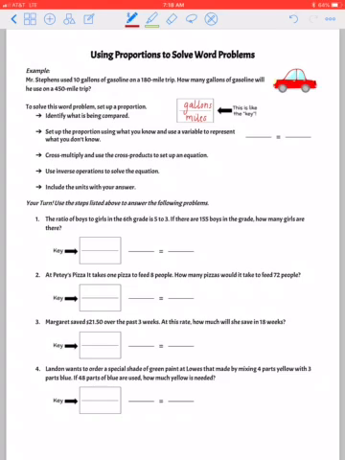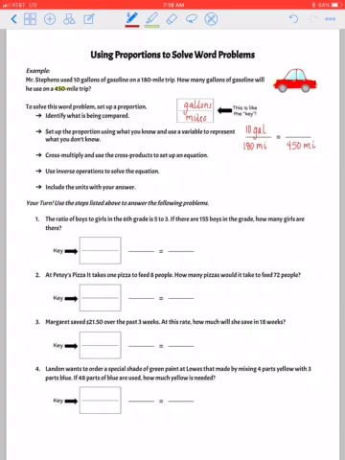Step 2, set up the proportion using what you know and use a variable to represent what you don't know. From the word problem, we know that Mr. Stevens used 10 gallons on a 180-mile trip. Then, we're trying to figure out how many gallons of gas he will use on a 450-mile trip. Since 450 is miles, we need to put miles on the bottom of the next ratio.